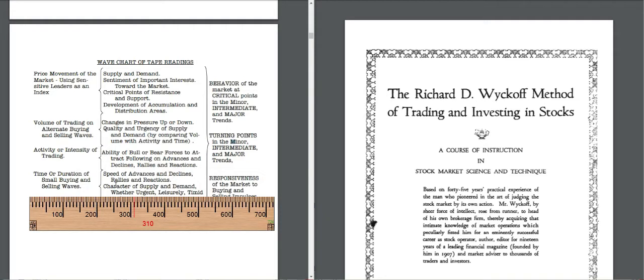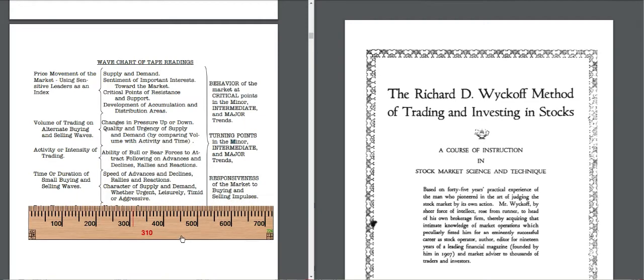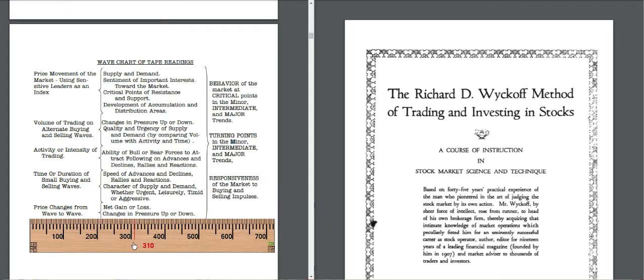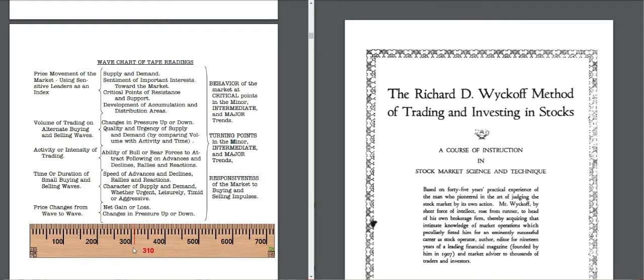Time or duration of buying waves and selling waves. Speed. Character of the supply and demand, whether it's urgent, leisurely, timid, or aggressive. Is it rallying briskly, or is it slow, dull? So this is the responsiveness of the market to buying and selling impulses. How responsive is it? Price change from wave to wave, net gain or net loss, changes in pressure up or down. So there's a lot to be said about this, but really it's better to show it.